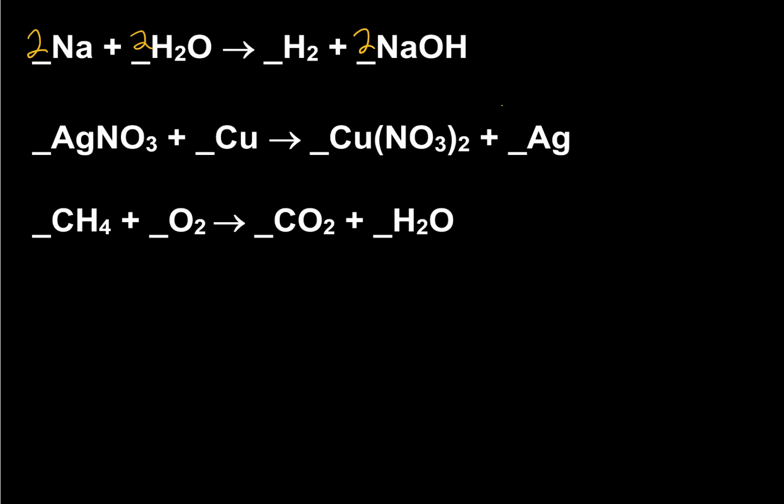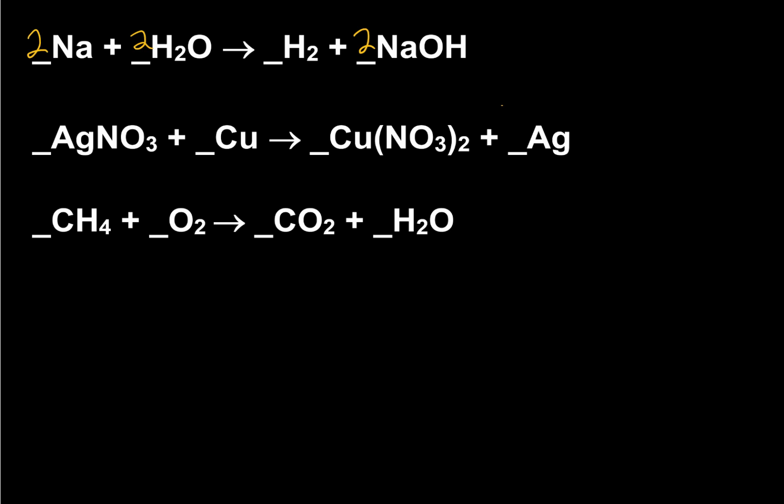Now let's go through and check everything else. We've got 4 total hydrogens on the left, and we have 2 plus 2 is 4 total on the right. And then oxygen, we've got 2 on the left plus 2 on the right. So this equation now is balanced. We're good to go.